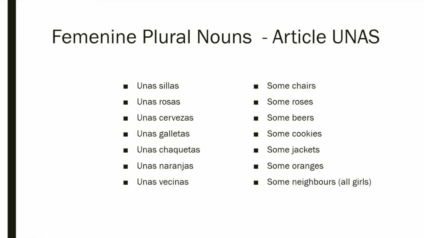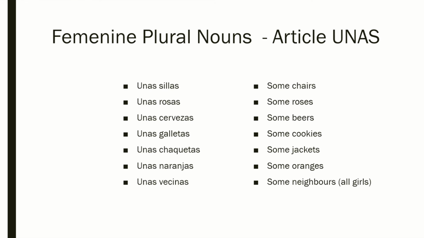Let's have a look at the feminine plural nouns. The article unas. Unas sillas, some chairs. Unas rosas, some roses. Unas cervezas, some beers. Unas galletas, some cookies. Unas chaquetas, some jackets. Unas naranjas, some oranges. Unas vecinas, some neighbors, all girls though. If it was neighbors, all boys, or a mix between boys and girls, we would say unos vecinos with O.